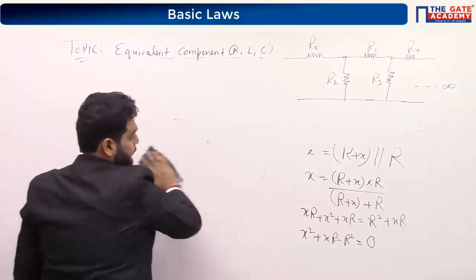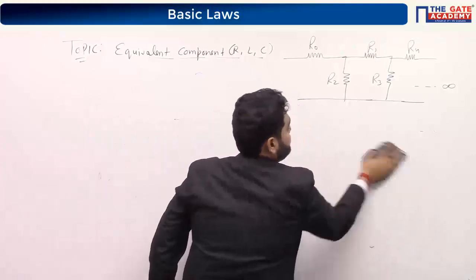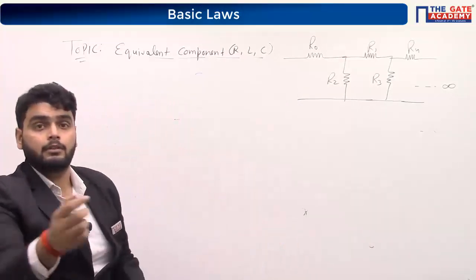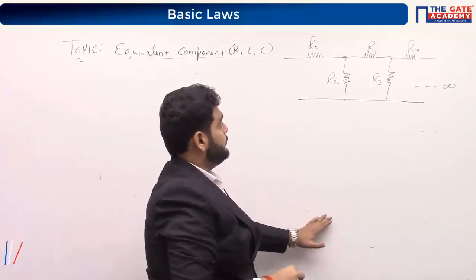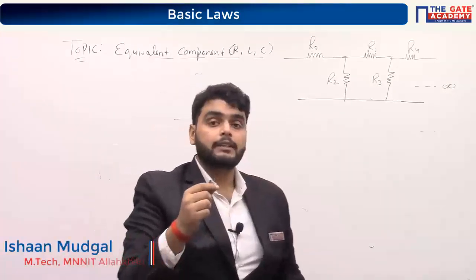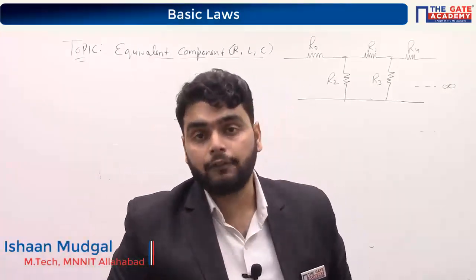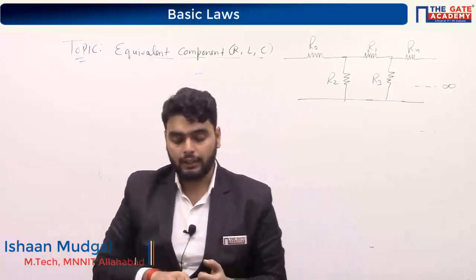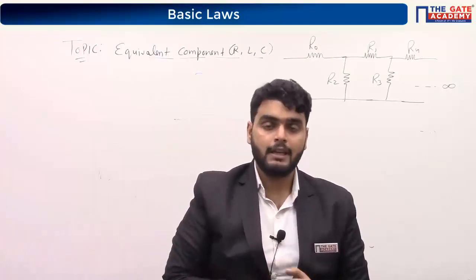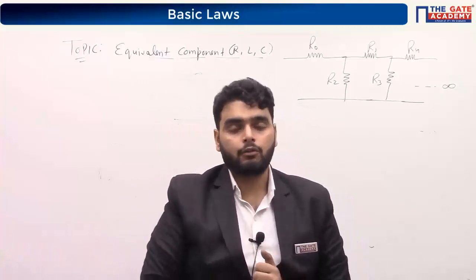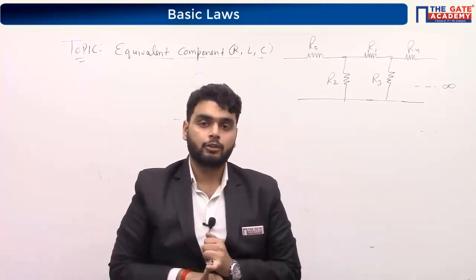So let's see which two are in series. What are the basic two points to identify series? The first point is that the current flow must be the same. The second point is that one terminal must be connected between both branches.